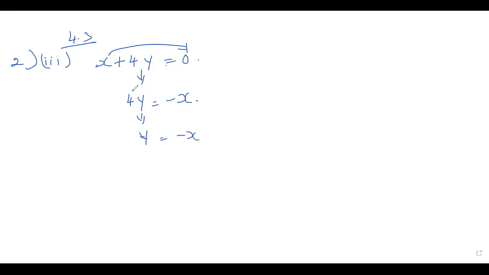Shift this 4. There is a multiplication sign between the variable and the number. We are multiplying here. If you transpose to the right hand side, it comes to the denominator. See, if it is in the numerator, it comes to the denominator. Suppose here we have 4.